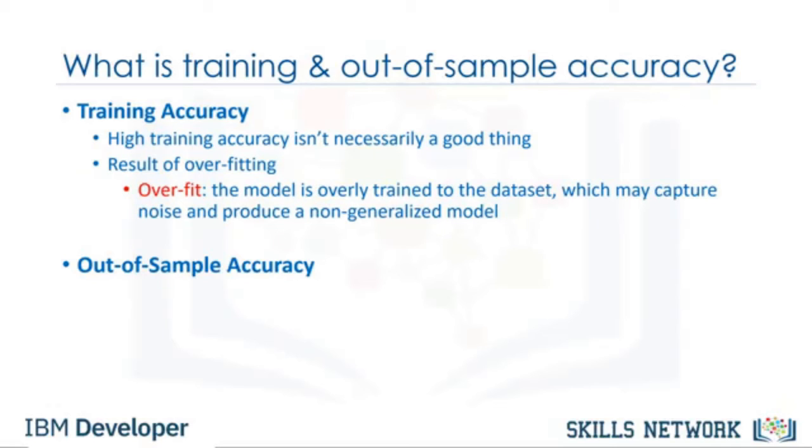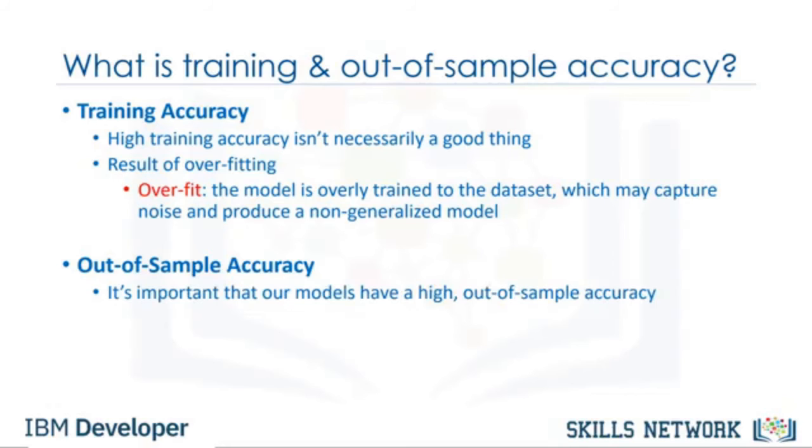Out of sample accuracy is the percentage of correct predictions that the model makes on data that the model has not been trained on. Doing a train and test on the same dataset will most likely have low out of sample accuracy due to the likelihood of being overfit. It is important that our models have high out of sample accuracy because the purpose of our model is, of course, to make correct predictions on unknown data.